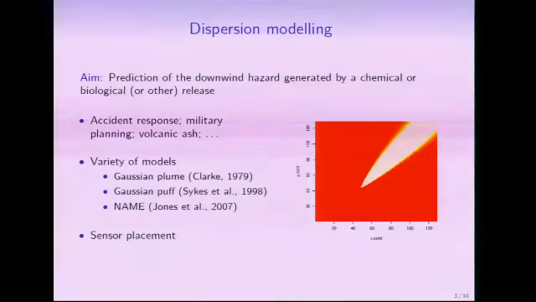So this is our motivating example. When you've got a dispersion model, the aim is to try and understand and predict the downwind hazard that's generated by a chemical or biological release. Each run of our dispersion model tends to produce a 2D plot of dosage like this. So here, essentially what's going on is that we have some source that's released somewhere down here. We have a wind direction which is essentially like this, and it spreads our agent across this area.